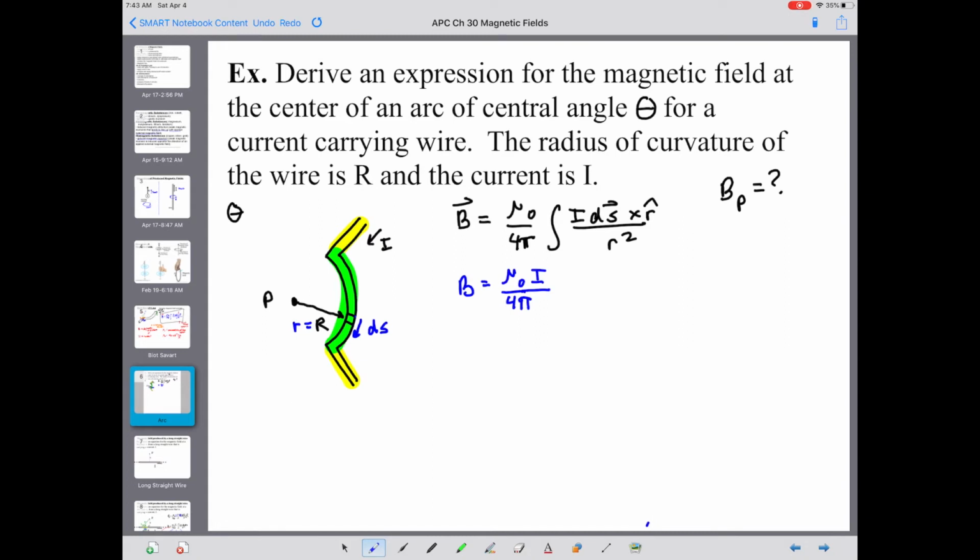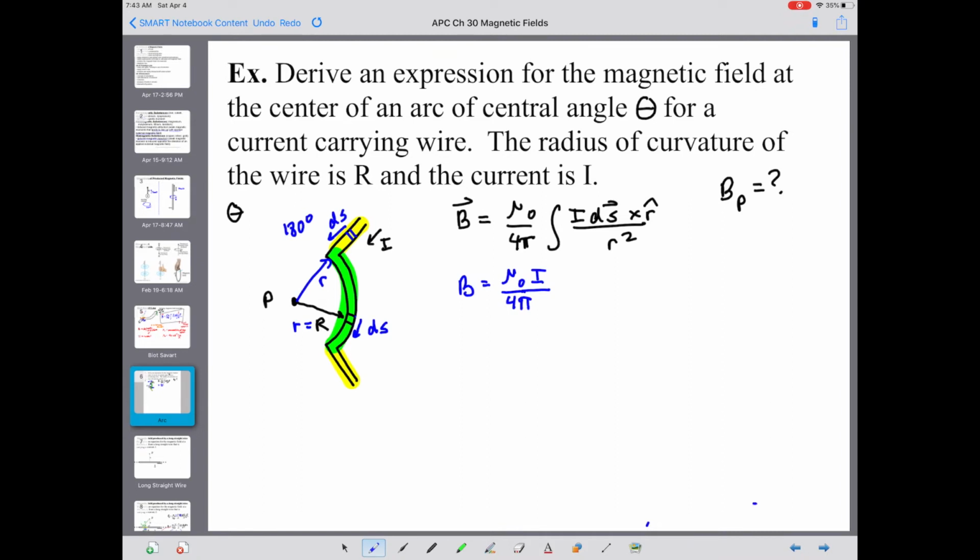If you think about ds cross r, for these sections where I'm marking a little ds chunk, ds would be in that direction, r would be in this direction. They are opposed to each other, which would be 180 degrees, and the cross product, its purpose is to make things perpendicular. Cross product gives you a sine of theta. Sine of theta for those linear sections would be 0, and that would knock out the magnetic field. So then really we're focusing only on the arc, only on the section that I've highlighted in green.